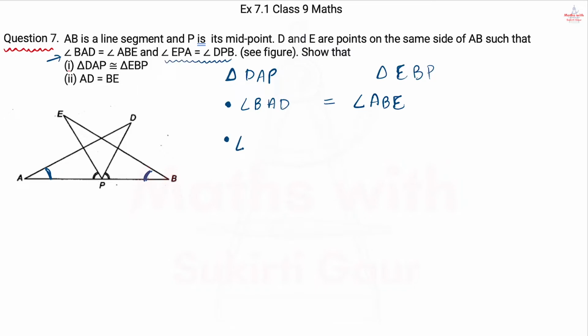Now if I write this condition, angle EPA, you can see here, this angle is equal to, it is given to us, angle DPB. I am just writing this condition. I have not explained from which triangles these two angles are.